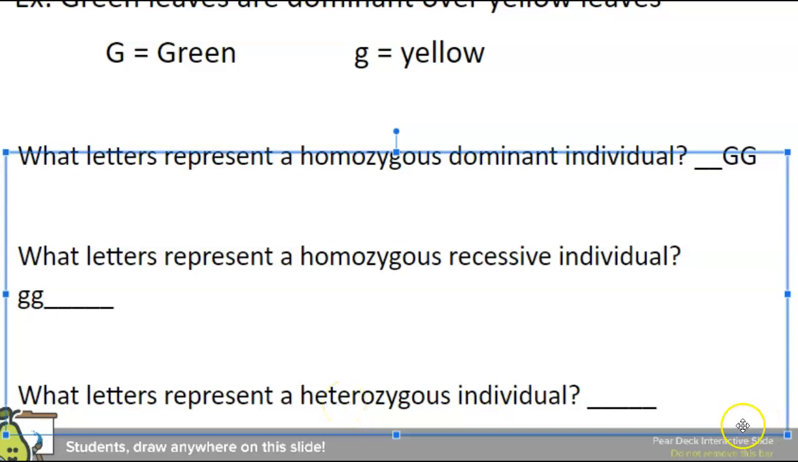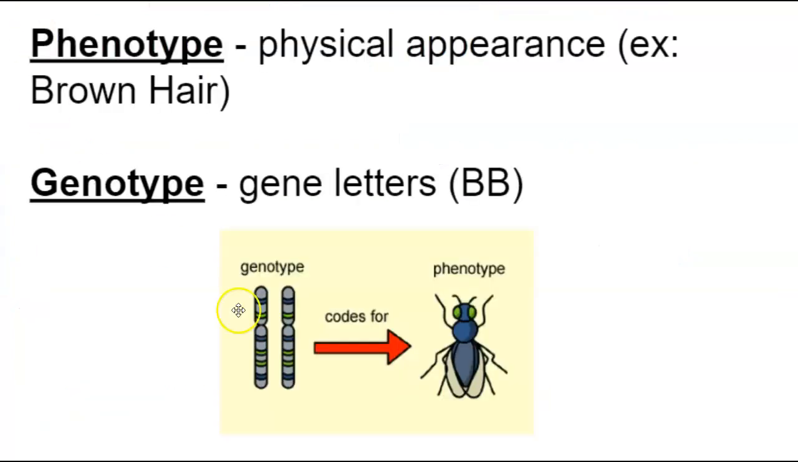Heterozygous means one of each, so that would be big G, little g. All right, two more words we have to do. Those two words are phenotype and genotype. At the end of these problems, they're going to ask you what the genotypes or phenotypes of the kids are, so you have to know these words to answer those questions.